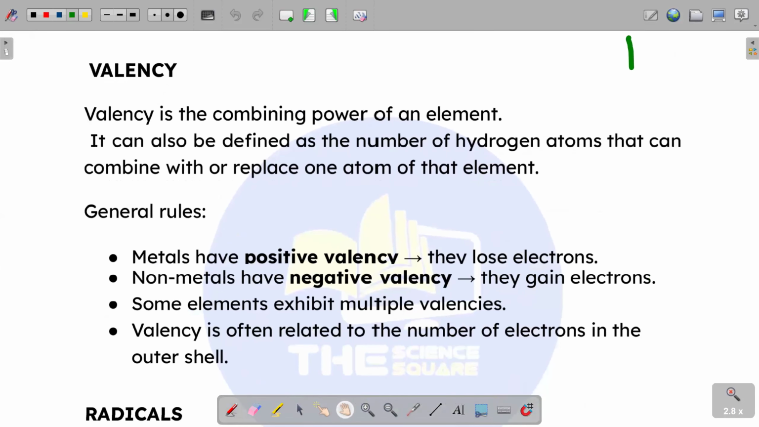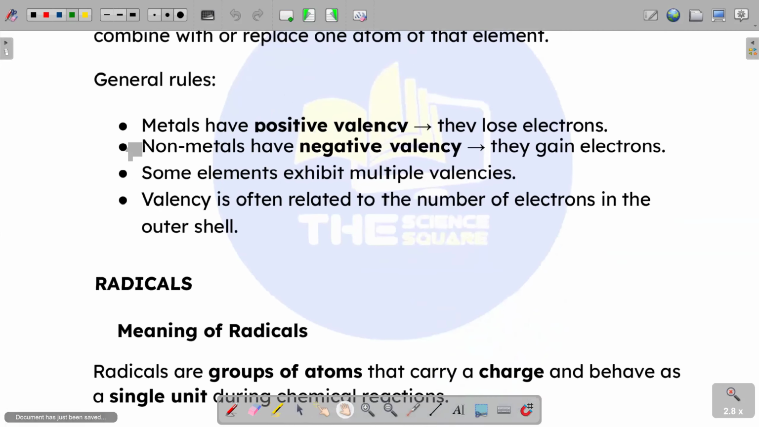Some other important points about valency that we need to mention. I've actually mentioned that valency can be obtained based on the number of electrons that a particular atom can lose, or the number of electrons it can gain. Or we can say it can be viewed based on the number of hydrogen atoms that can combine with that species. So valency is often related to the number of electrons in the outer shell. We have explained that in detail.